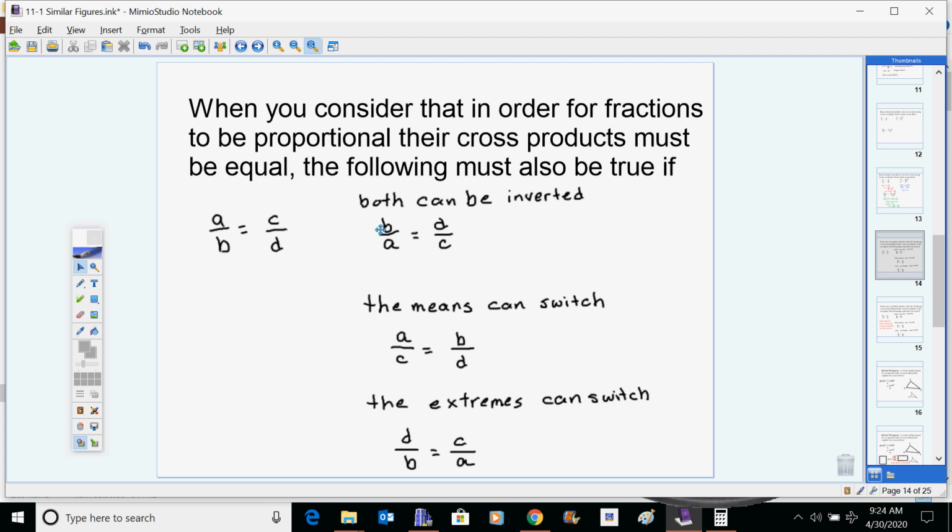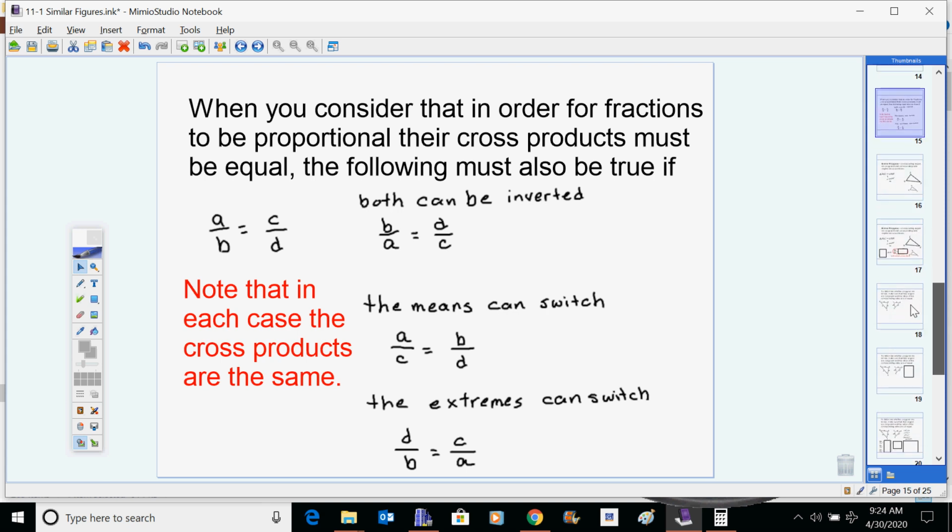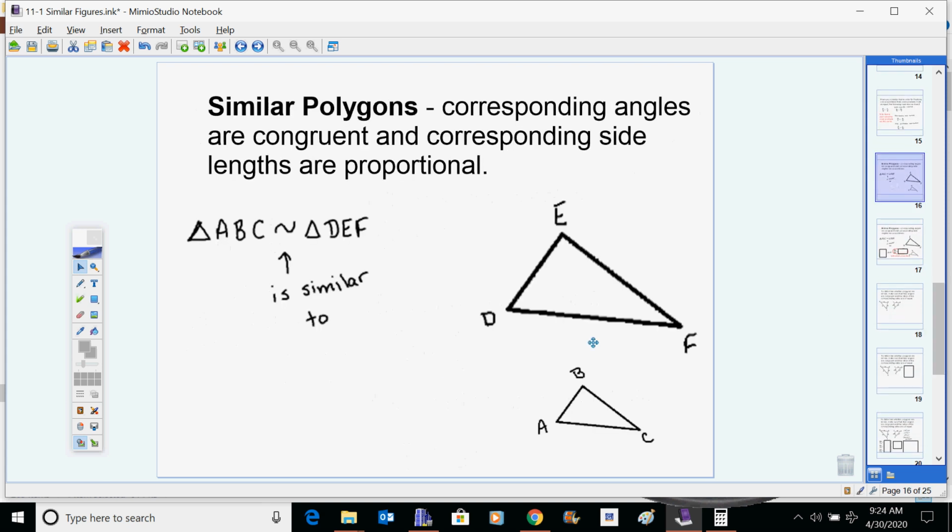However, there are variations on the right way to set it up. You just need to be very careful, and as we go through examples, I'll point some of those things out. Okay? They all have the same cross products. You do not have to write down every word. And here we go.